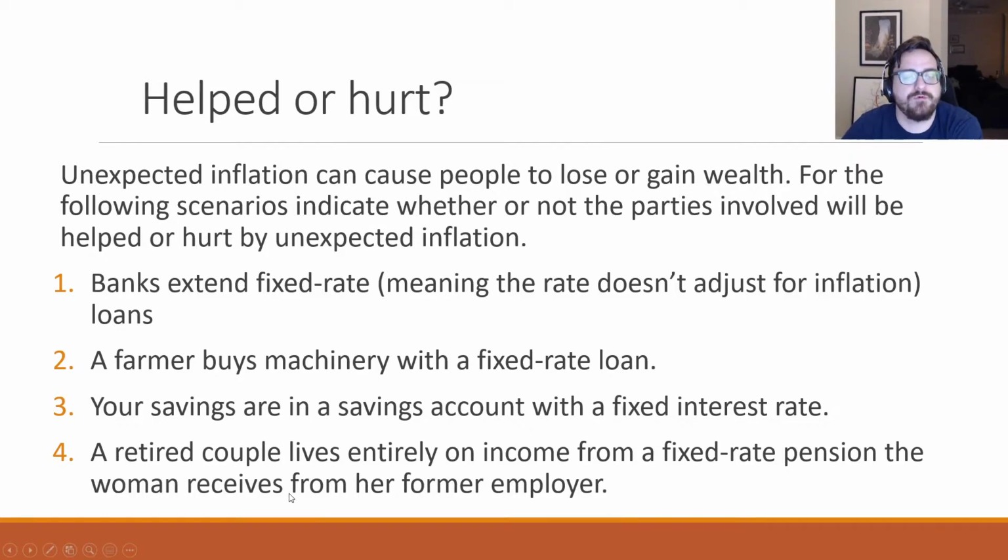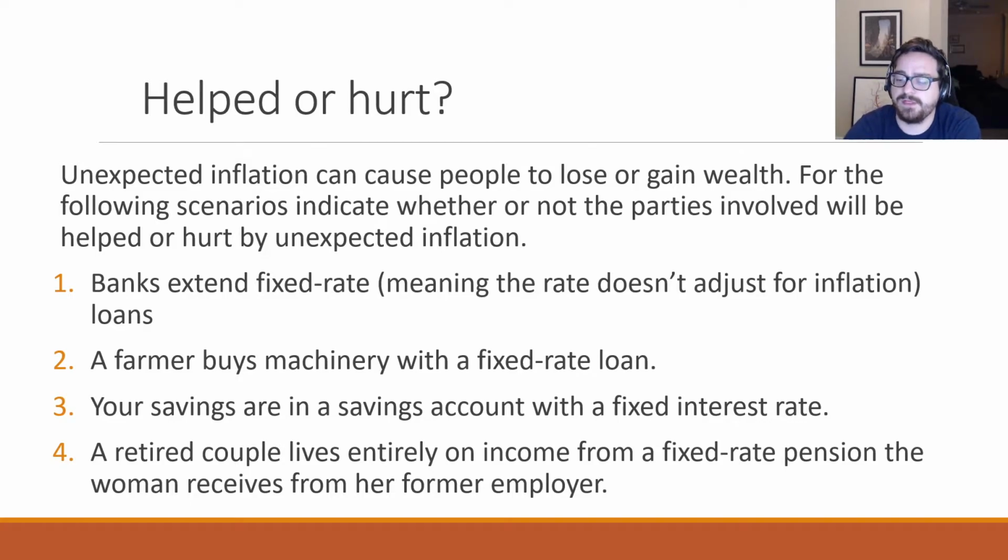And then 4, retired couple lives entirely on income from a fixed rate pension plan. That's a retirement fund the woman receives from her employer. So basically this lady paid into her retirement over the course of her job, and then her retirement gets paid out to her after she retires. But here's the problem. When you're working for 30, 40 years, and then you're going to try and live off of that retirement money for another probably 20 years, ideally.